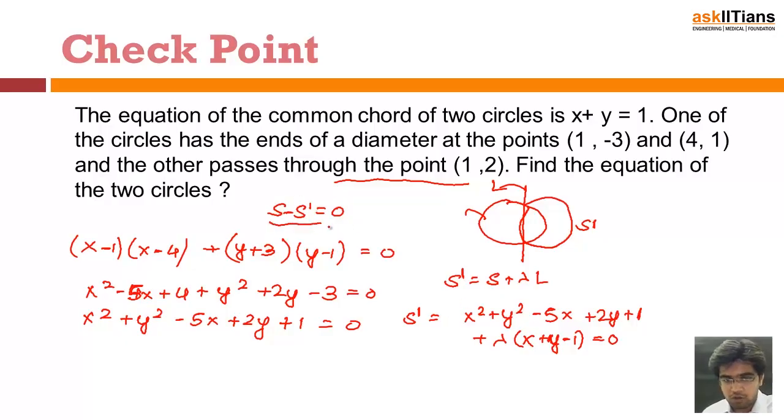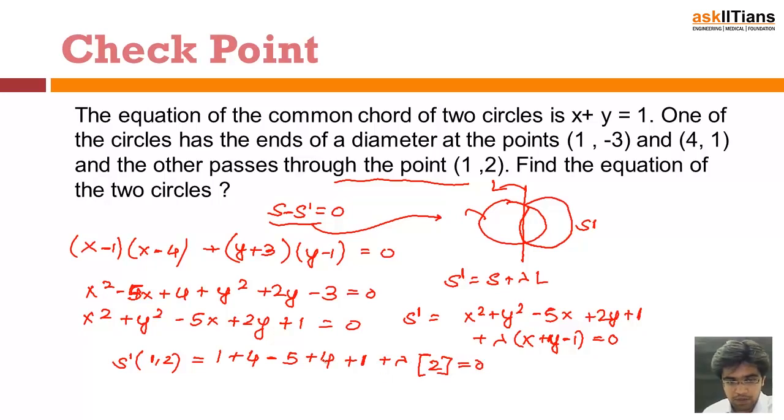This is your equation of S dash. Again, we know that this is the common chord, but we turned this concept into the family of circles concept. Now we know that this passes through (1, 2). That means if I satisfy (1, 2) in this, S dash of (1, 2) becomes 1 plus 4 minus 5 plus 4 plus 1 plus lambda times (2 plus 1 minus 1, which is 2) is equal to 0. That means 5 plus 2 lambda is 0, so the value of lambda is 5 by 2. Now you can put the value of lambda in here, and you can get the desired equation of the circle. Okay, this is our circle.